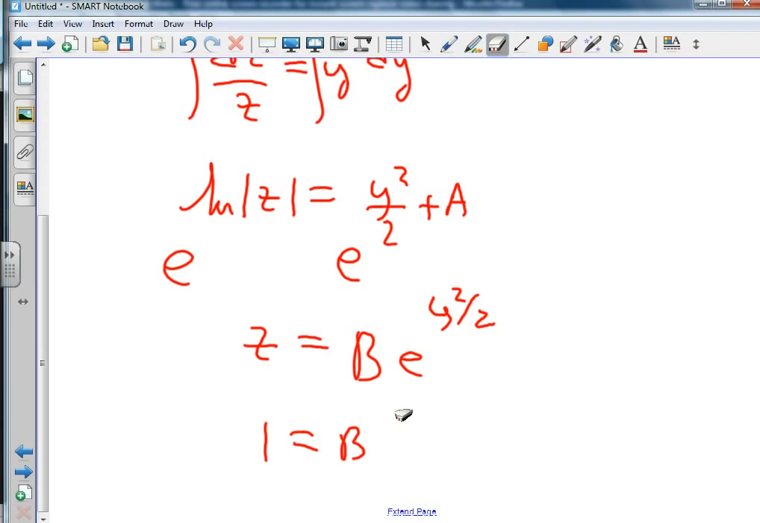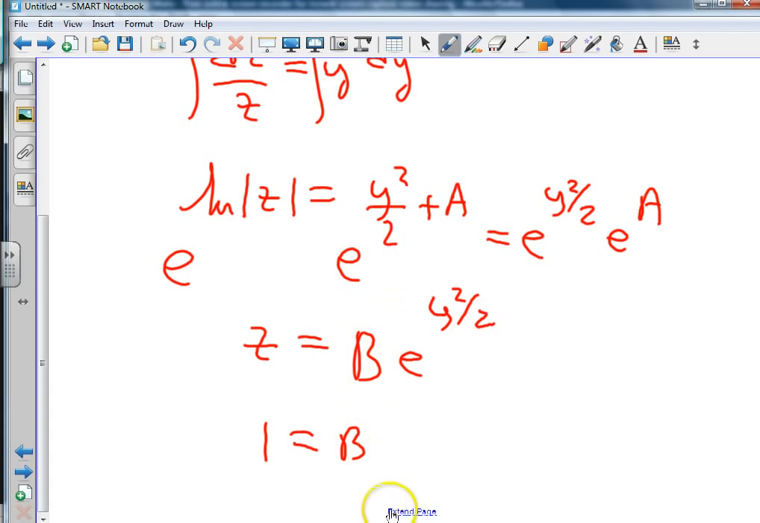When you do the e to the thing, remember that e to the sum is the product of e to the first addend times e to the second addend. So this is just some constant. I figured I'll call it b, because I don't care that it's e to the a. I don't want to figure out a. That's complicated if it's e to the a. But this is easy. B is 1. Boom, done.